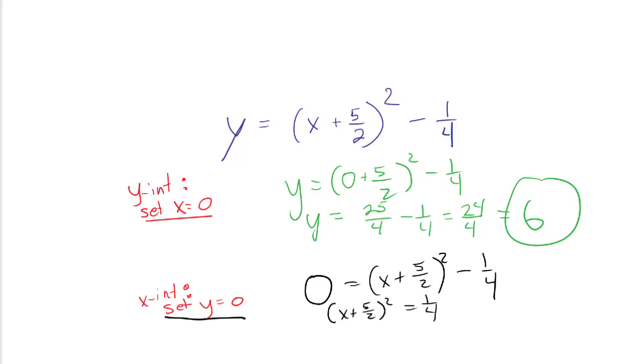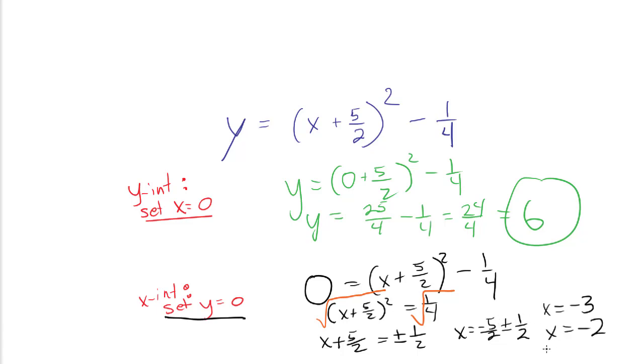And what would I do then? Well, I'm going to take the square root of both sides once I've isolated my squares on the left. And what do I get as a result? x plus 5/2 equals plus or minus the square root of 1/4, which is 1/2. And I'm going to take my 5/2 to the other side. x equals minus 5/2 plus or minus 1/2, which has two solutions. Minus 5/2 minus a half is minus 6/2, or x equals minus 3. And minus 5/2 plus a half is minus 4/2, x equals minus 2. These are the same roots or zeros we got before.